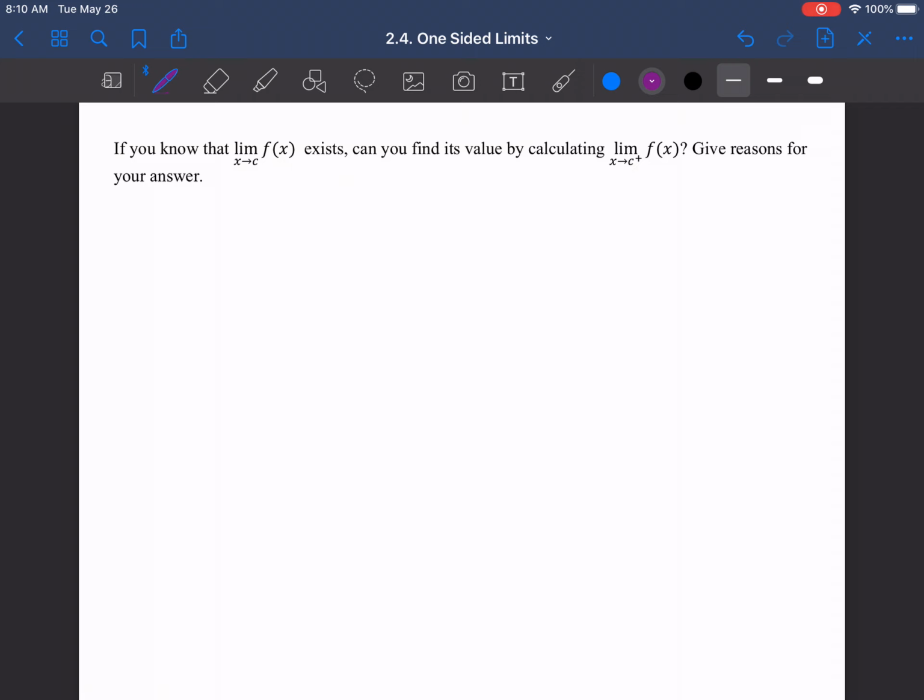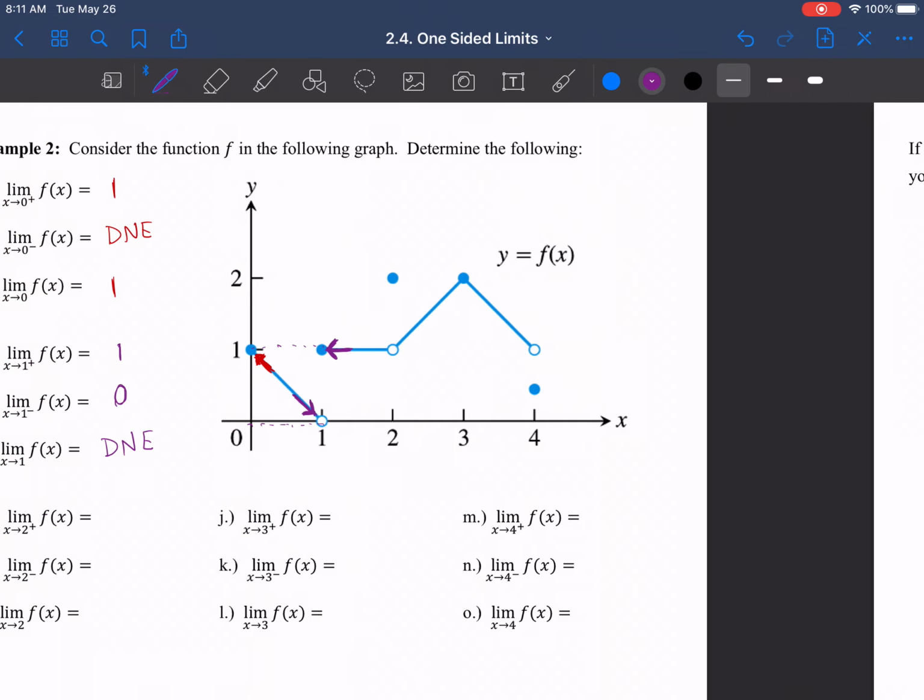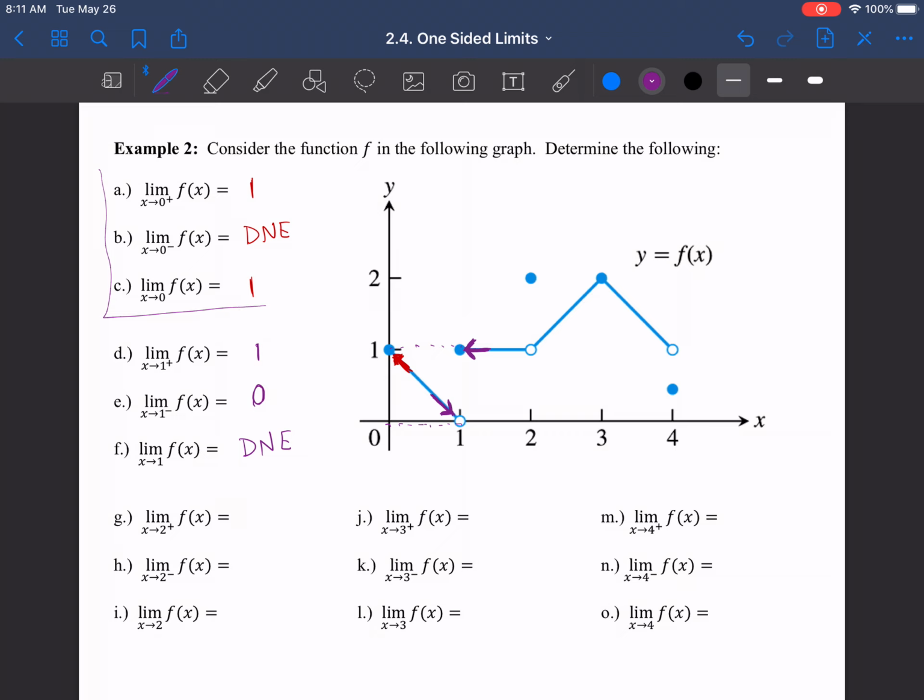All right? So here, if we know that the limit of f of x exists, you find its value by calculating the limit as x goes to c plus. So give a think about that. And maybe I'll write down a couple thoughts here in the notes. But you might be tempted to say yes, absolutely, immediately. But try thinking about something like that, where the limit does exist.